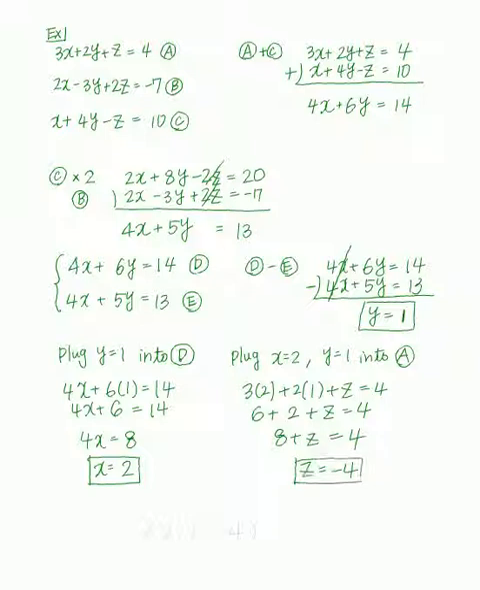And my ordered triple, or my point, is 2, 1, negative 4. And that is my final answer.